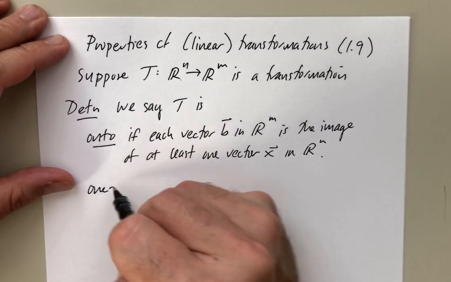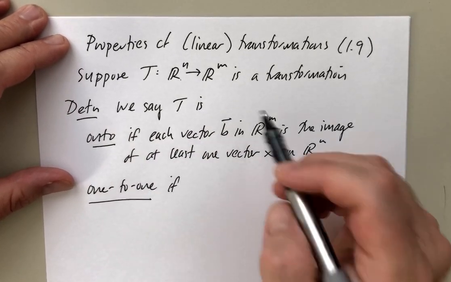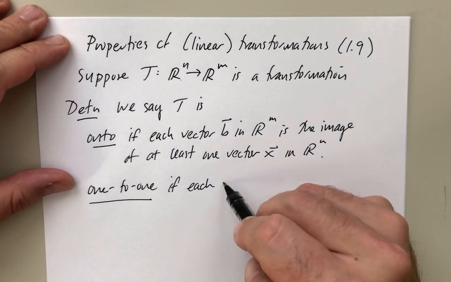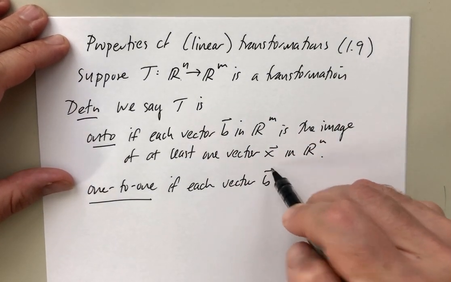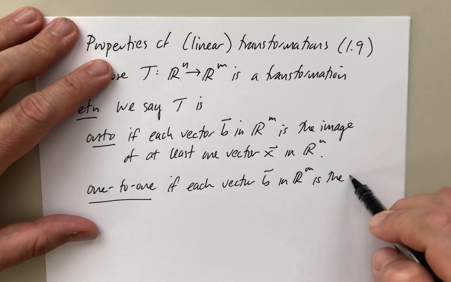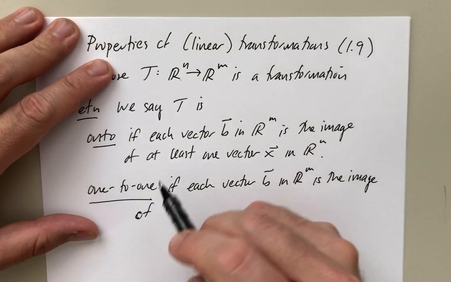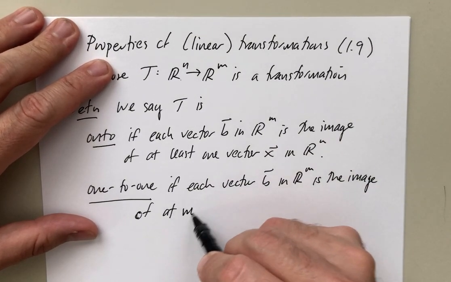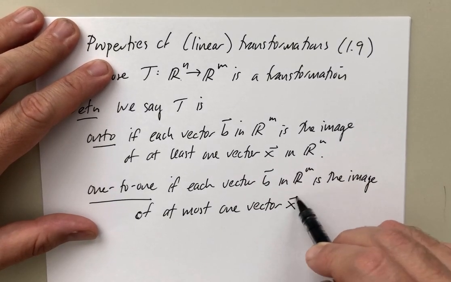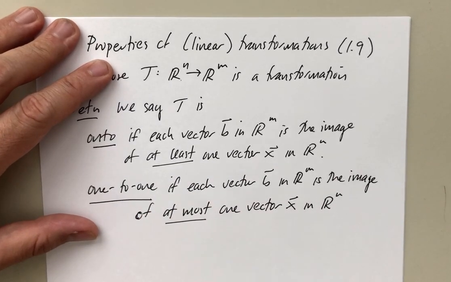And then a related concept is one-to-one. So we say T is one-to-one if it's going to be a very similar definition, we just change one word. If each vector B in Rm is the image of at most one vector x in Rn. Okay, so this was at least, this is at most, okay?